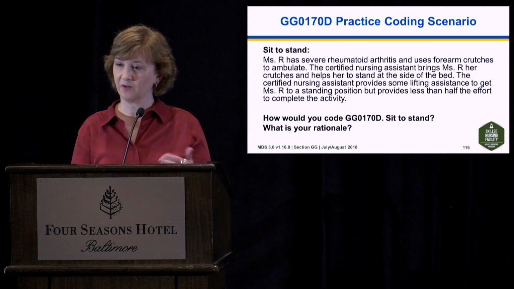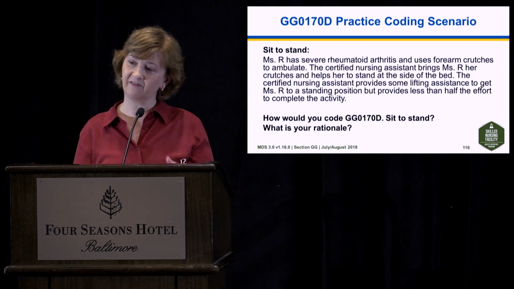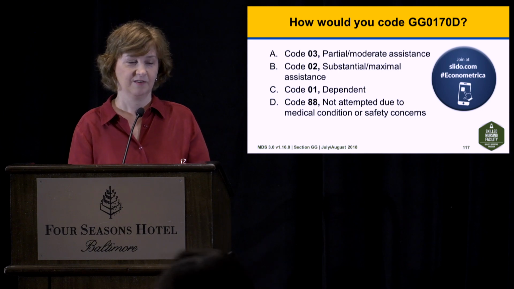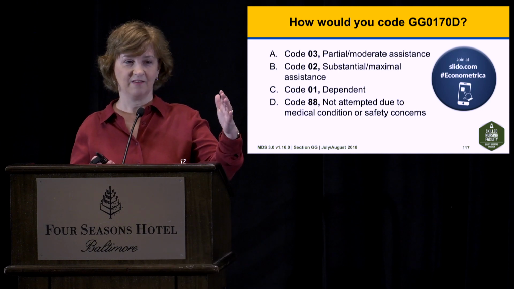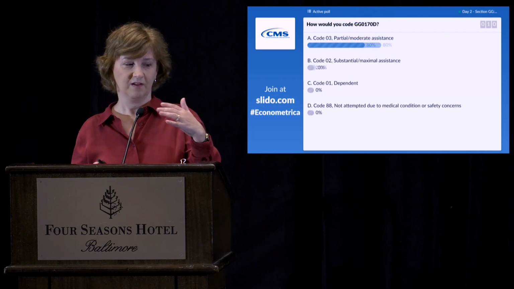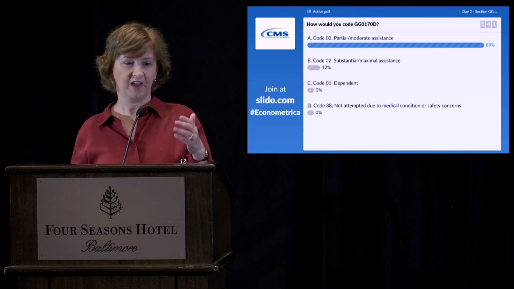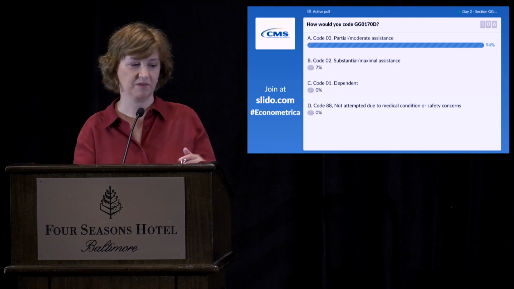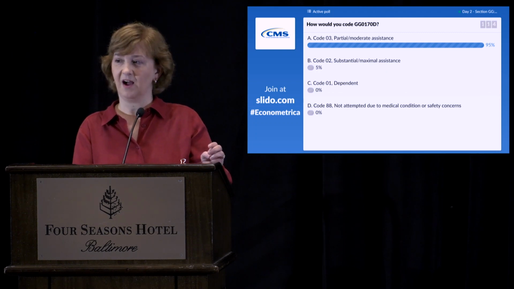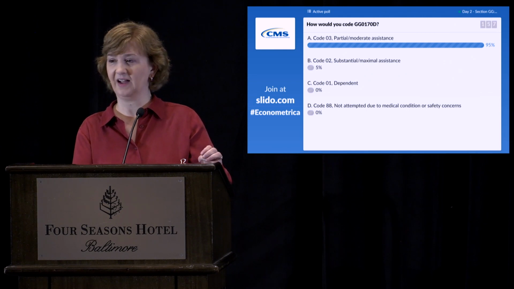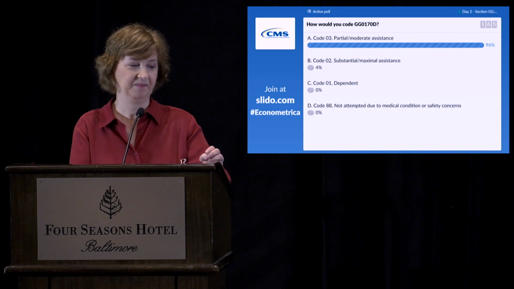So in this case, the resident is doing more than half of the effort, the helper providing less than half of the effort. So again, the partial moderate assistance would be code 3, or if the helper is doing more than half the effort, you would code 2 substantial maximal assistance. Option 1, dependent, is also an option, and 88, activity not attempted.